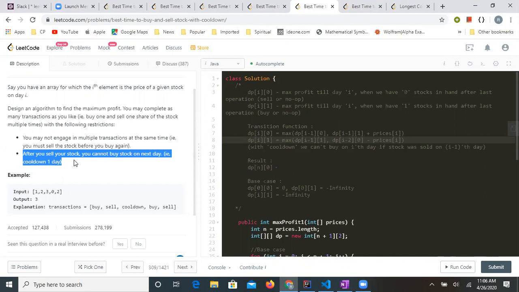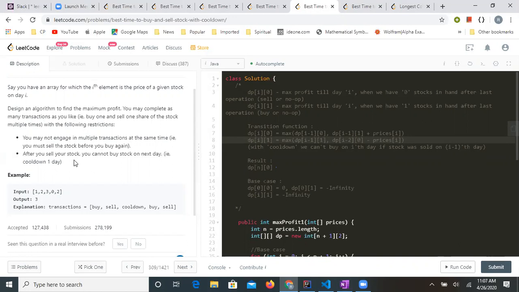Does that make sense? Yeah, got it. How does that capture if you sold on the previous day? There are two possibilities: either you sold on the previous day, in which case you cannot buy today, or you did not sell on the previous day, then you can buy today. How is that being captured in that line 8?